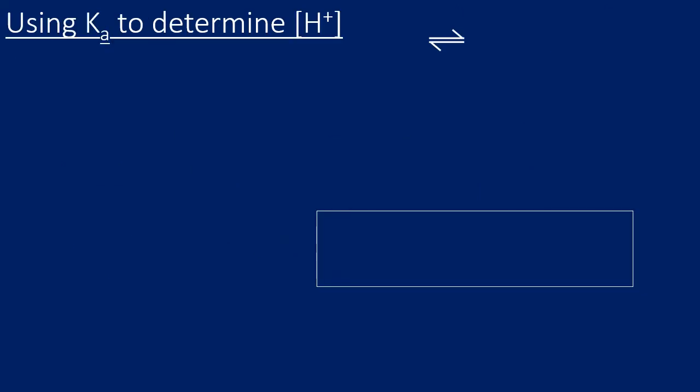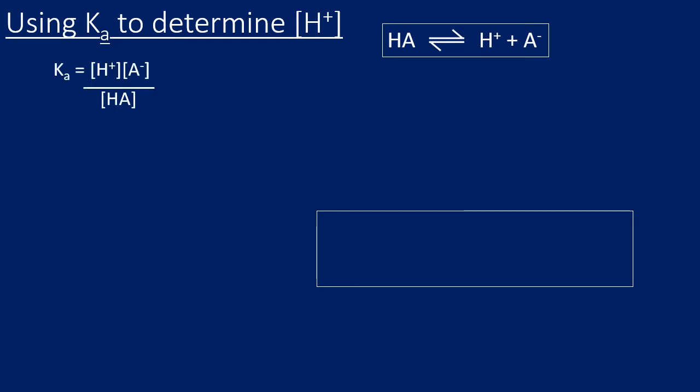Okay, so what's the point in knowing this Ka value then? Why do we want to know this Ka? Well, if we have an expression for Ka, Ka includes H+.